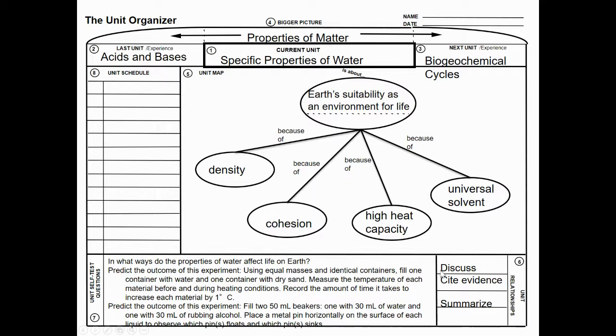Down here in our unit relationships, we need to be able to discuss them. That's what you've been doing on Flipgrid. We need to cite evidence of why these create a suitable environment for life, which is also what you've been doing on Flipgrid and in some of your check-in questions. And then summarize what it's all about, right? There's your summary for your Cornell notes.